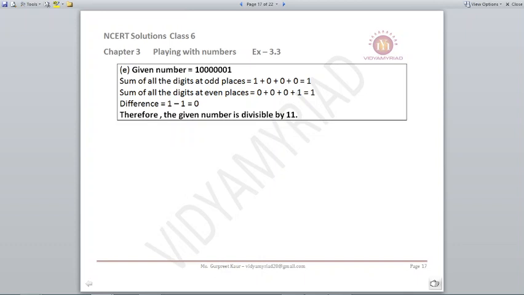Next is 1 and so many zeros and 1. So you need to be very careful how many zeros you have to put. For the odd places, it is 1 plus 0 plus 0 plus 0 gives you 1. And the sum of even places is 0 plus 0 plus 0 plus 1, which is equal to 1. 1 minus 1 is 0, and hence the number will be divisible by 11.